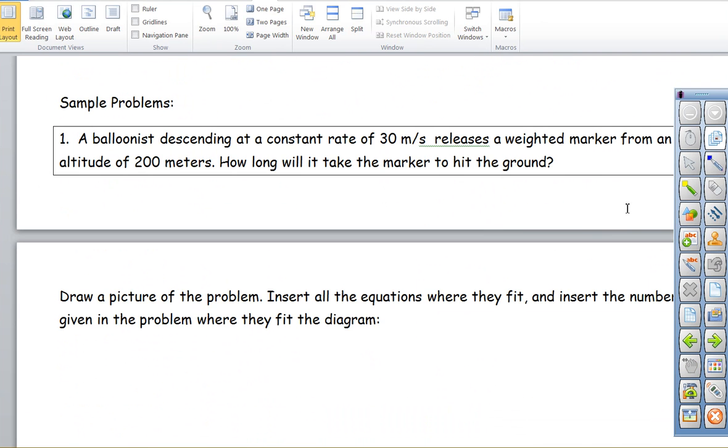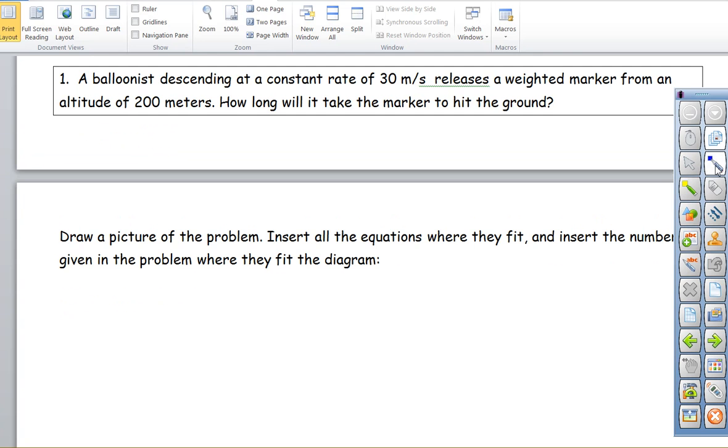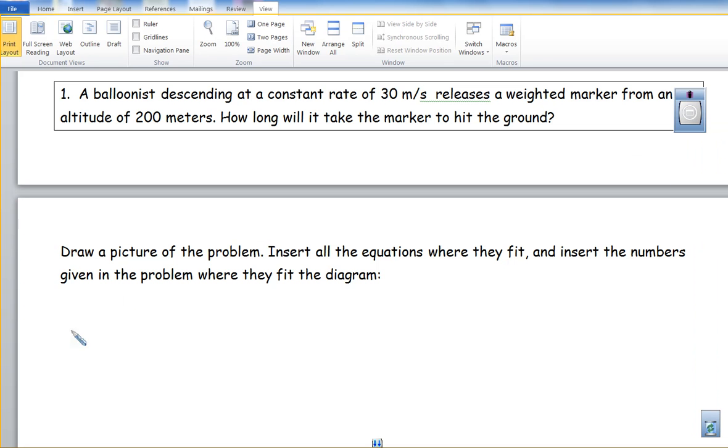Here's an example. The balloonist descends at a constant rate of 30 meters per second, and they're releasing a weighted marker from the balloon at a certain altitude. So I'm going to draw this picture. So here's the balloon, and that's their basket. And it's already descending at a constant rate. So I know it's going downward at a constant rate of 30 meters per second. That's the given. And it's going to release a weighted marker. So boom, it's going to drop this thing.